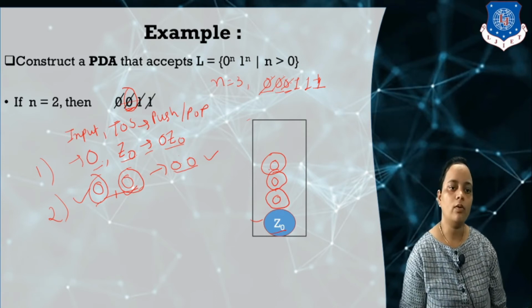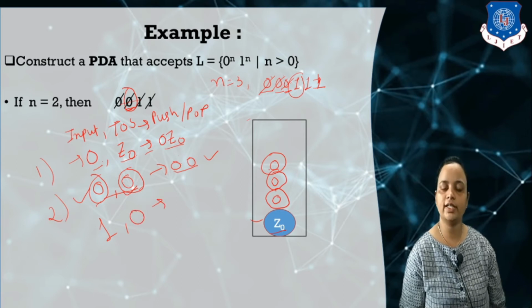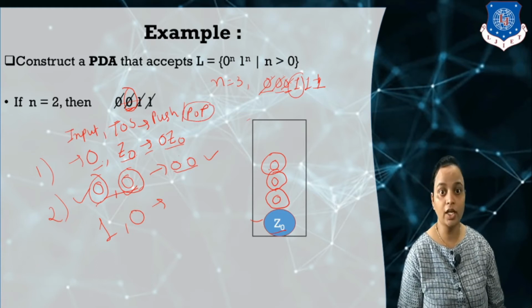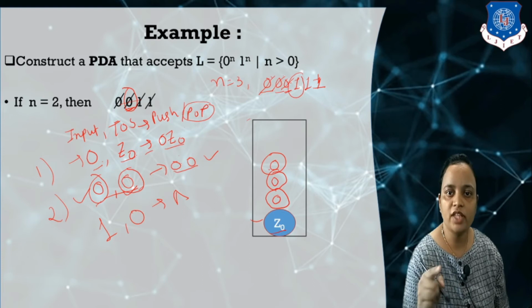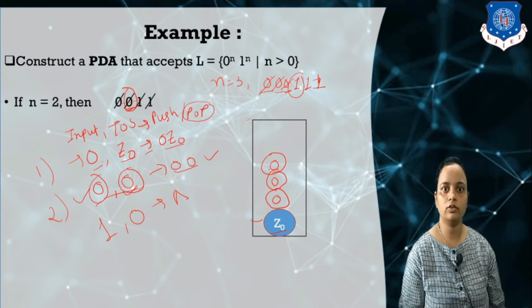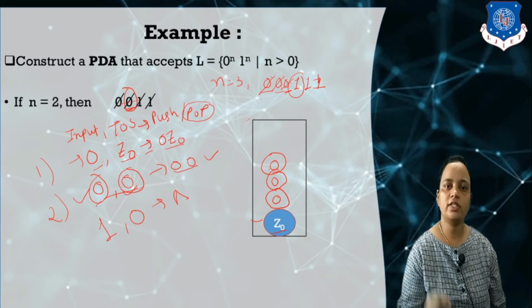Okay, now next, 1 is read. So the input is 1. What topmost symbol is it containing? 0. If it is containing 0, what are we going to do? We have to perform a pop operation. So how can we write down this pop operation? Simply, this is the null string, the empty string. You can also denote it with epsilon. So it indicates we have to perform a pop operation. As we know, on the stack, performing a pop operation means removing the topmost symbol from the stack.